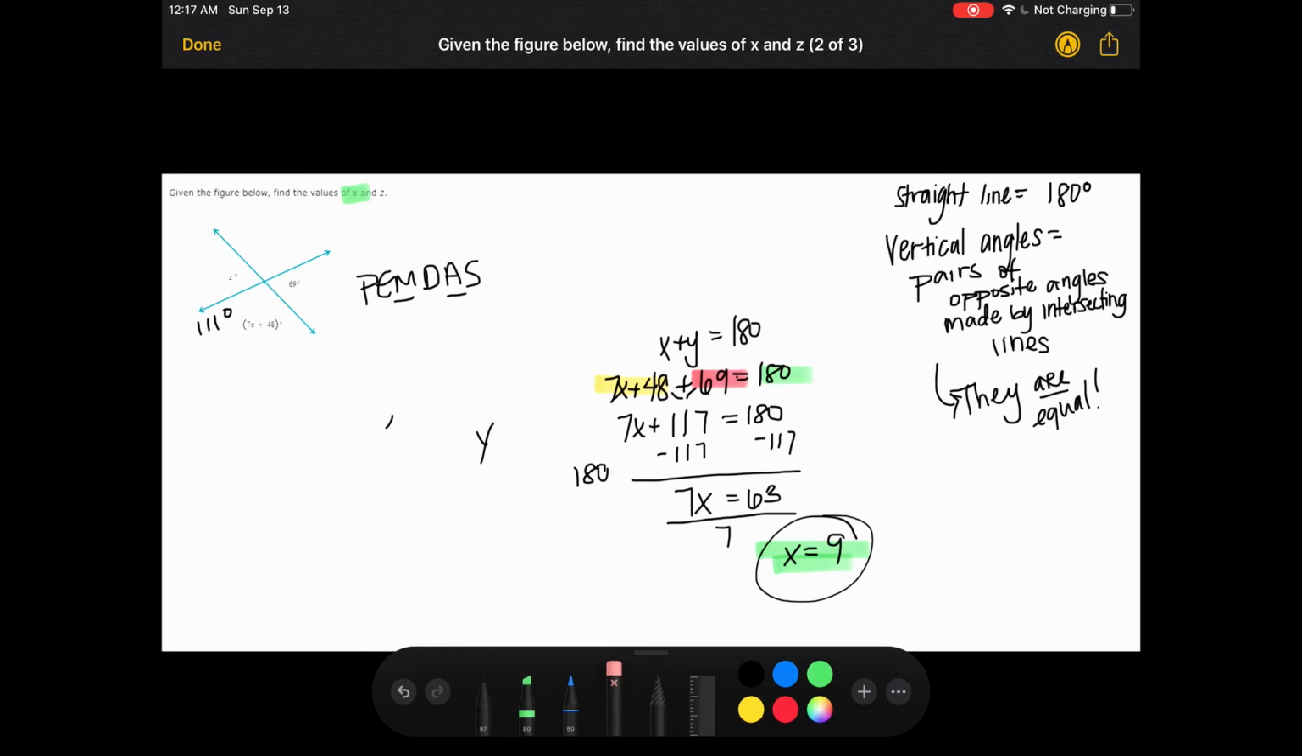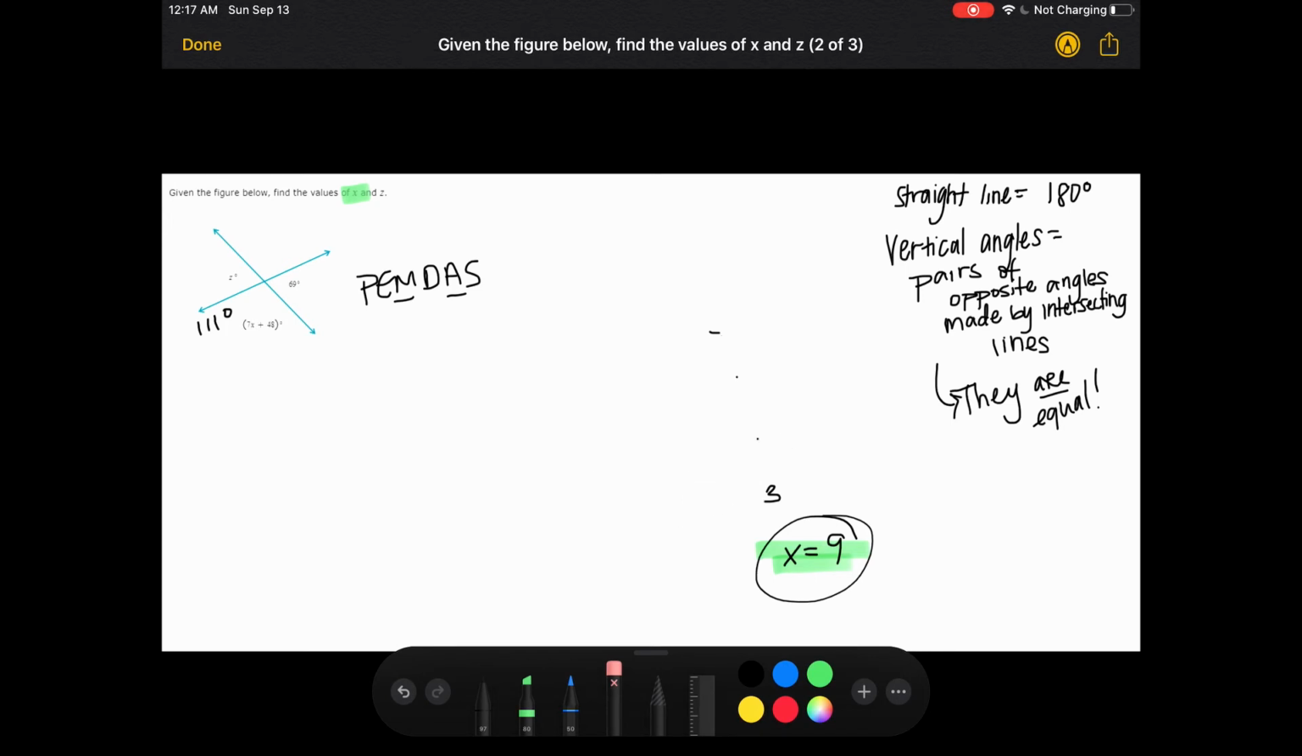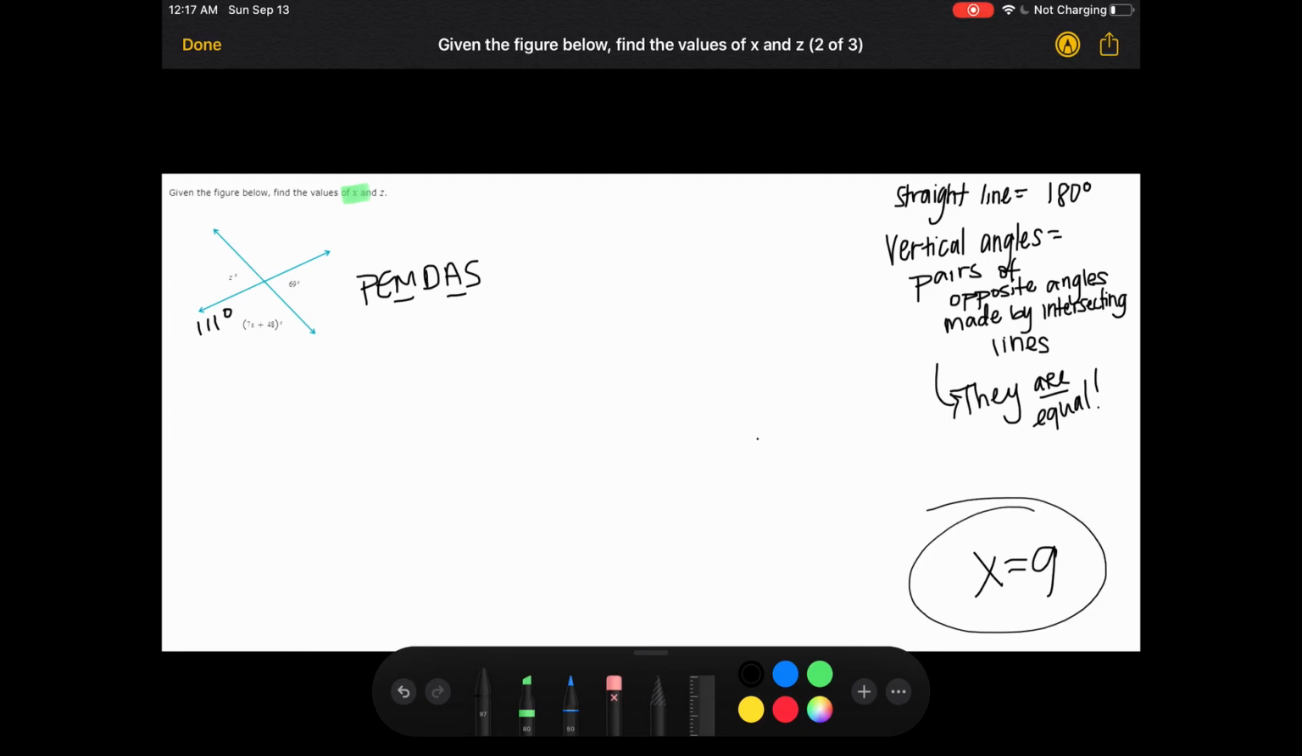So vertical angles, okay, let me erase this while I read this to you. Vertical angles are pairs of opposite angles made by intersecting lines. Okay, so I'm going to explain that to you real quick. I'm going to put my x equals 9 over here so you guys still have that. So if I have a line, right, and I intersect that line, I now have 4 angles. So 1, 2, 3, and 4.